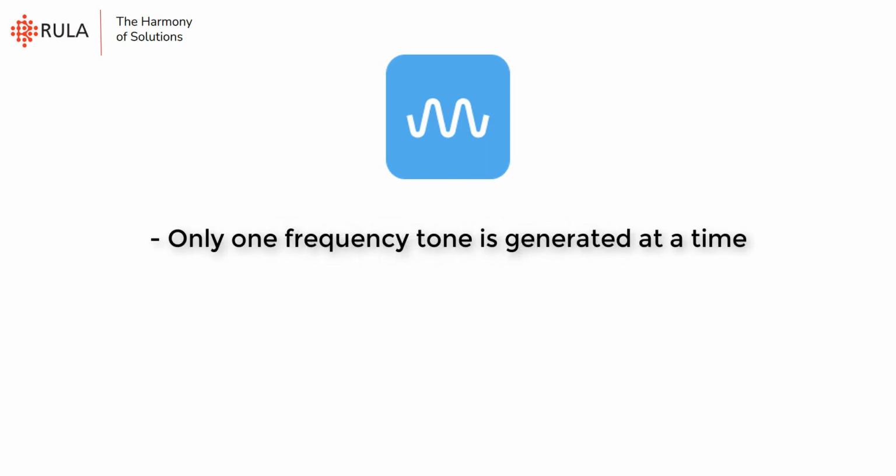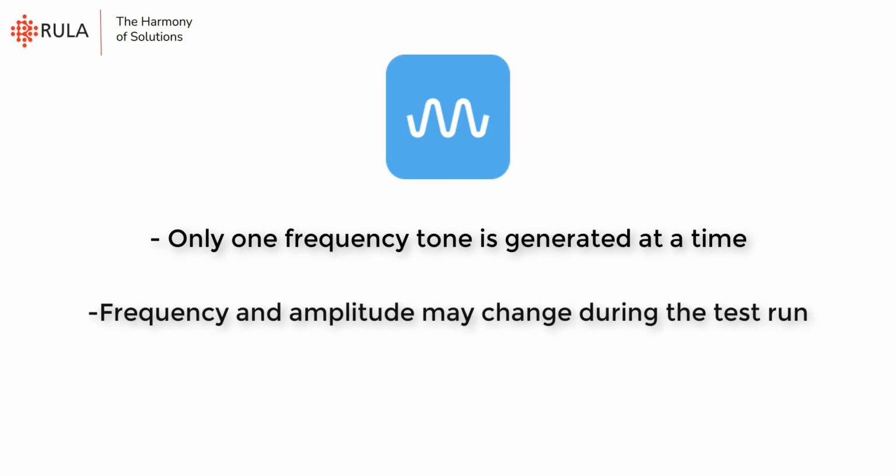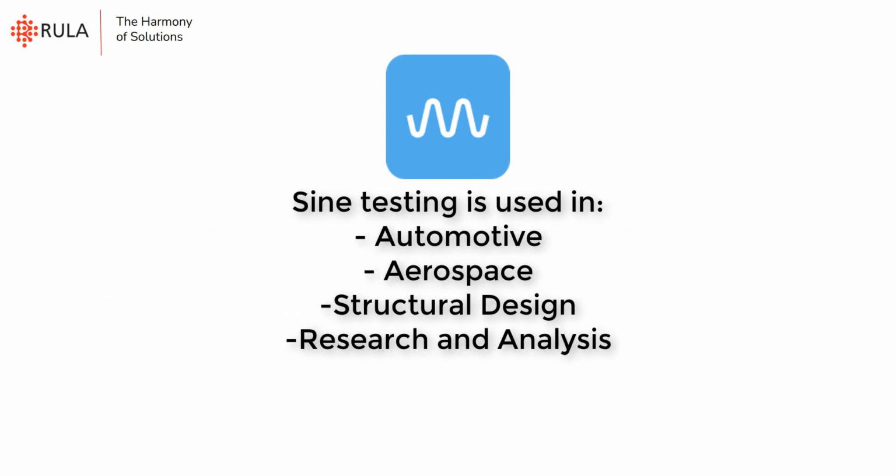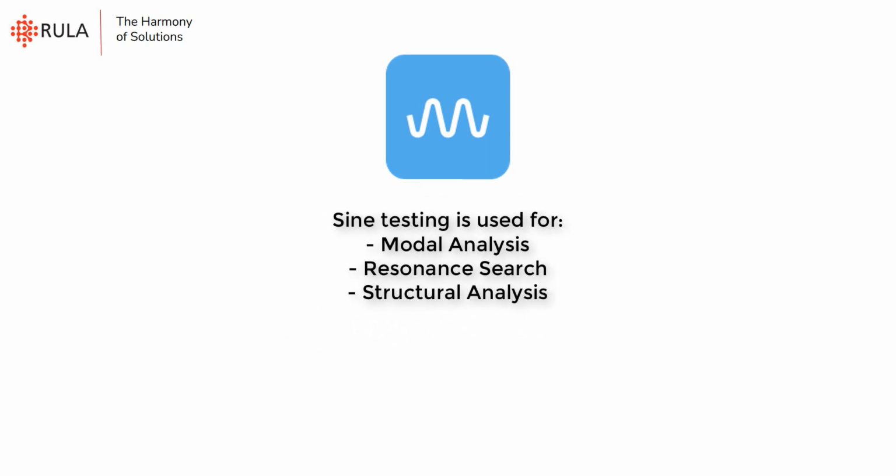In sine test we generate a sine wave signal with the desired frequency and amplitude. During the test run, the sine frequency and amplitude may change according to the user profile. Sine test is widely used in all engineering spheres like automotive, aerospace, structural design and research. Using sine test, we can go through all the frequencies in the range and find resonances. After that, we can find the structural characteristics of an object under test.